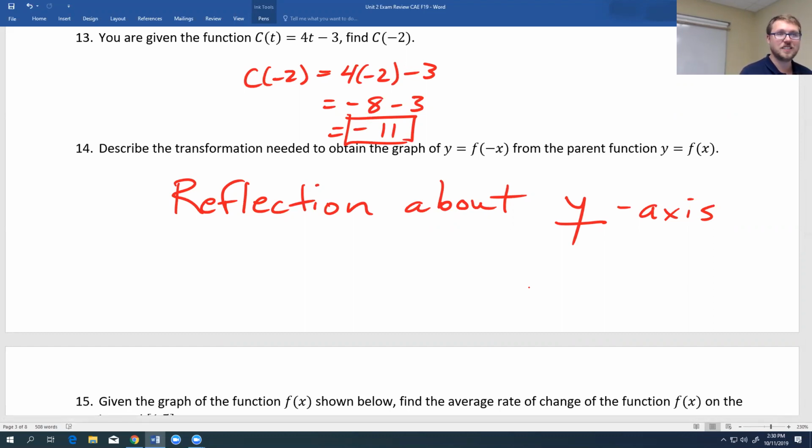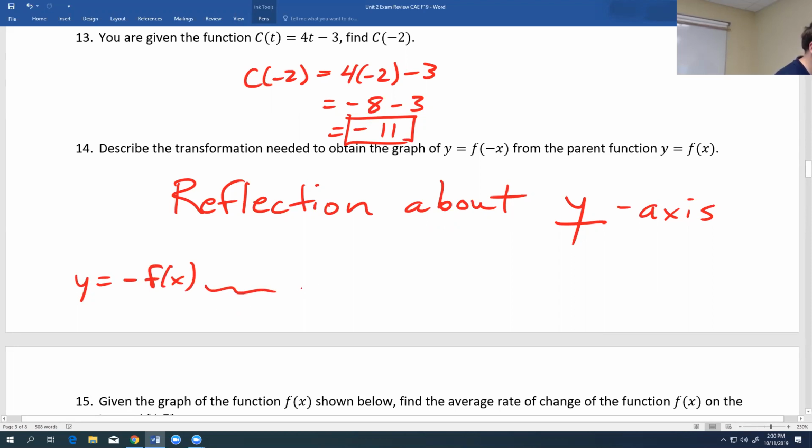Questions? Okay. Now, if you have the negative out in front, it's about the x-axis. So in other words, if it's y equals negative f of x, then that's going to be about the x-axis.